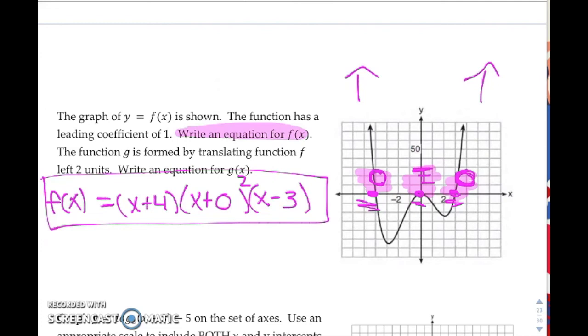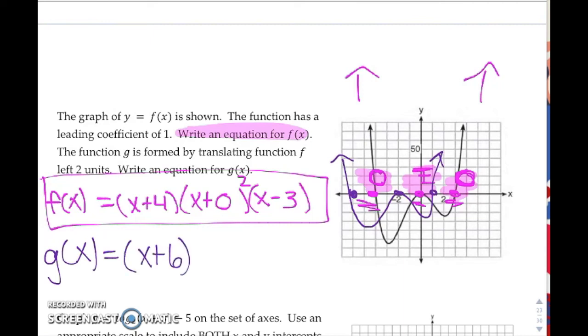Now the second part says shift this all to the left 2. So the easiest way for me to do that is really just to graph each of those shifted to the left 2, and then think about redrawing that same function. So this would be g of x equals x plus 6, x plus 2 squared, and then x minus 1. So same idea there.